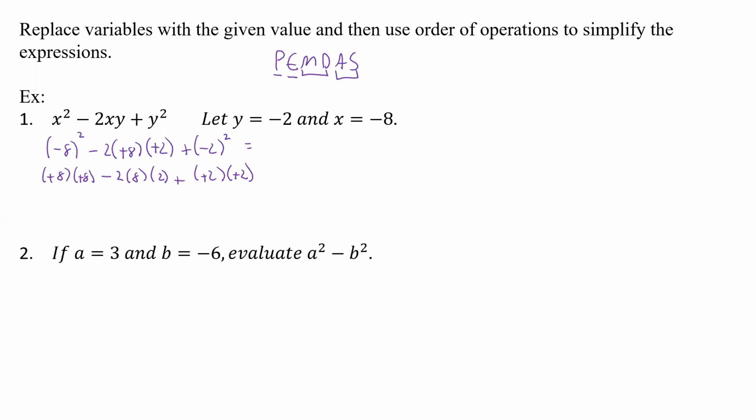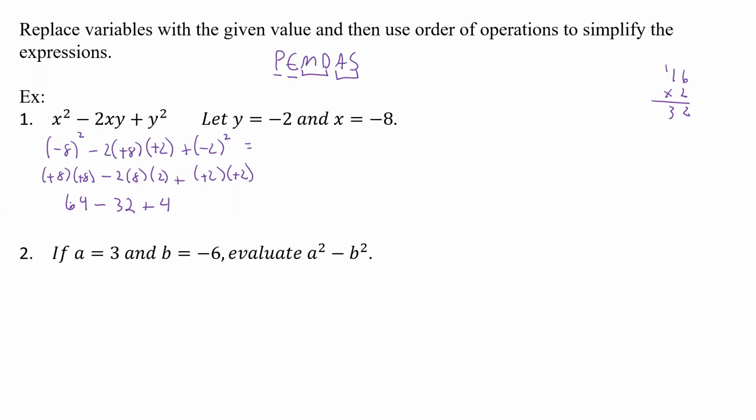So now we have 8 times 8. Well, that's going to be 64. Here we have, well, this is going to be negative, so we'll go ahead and put that there. Now we have 2 times 8. Well, that's 16. And 16 times 2, if you need to, you can write that out and say, well, 2 times 6 is 12, carry the 1. 2 plus 1 is 3. And so that's 32. And then we've got plus 2 times 2, which is 4.